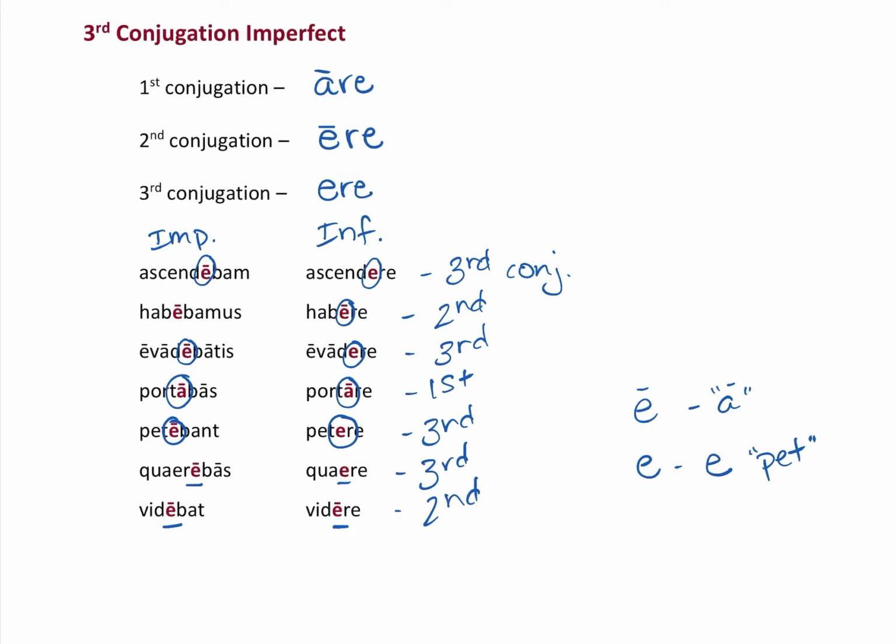All right, so if you don't know what conjugation something is, look in your glossary and go to the infinitive, the second principal part, look for that strong E or the weak E, and that will tell you. That's all there is to it. Otherwise than that, they're formed perfectly normally.